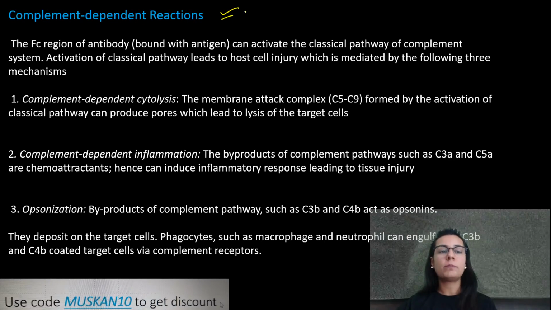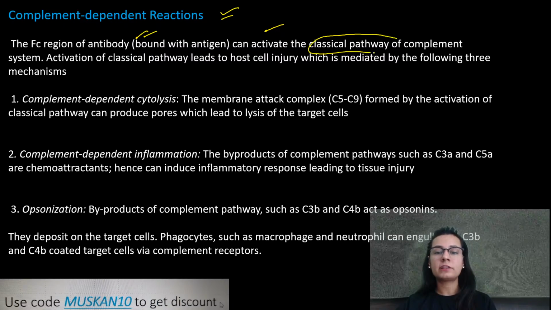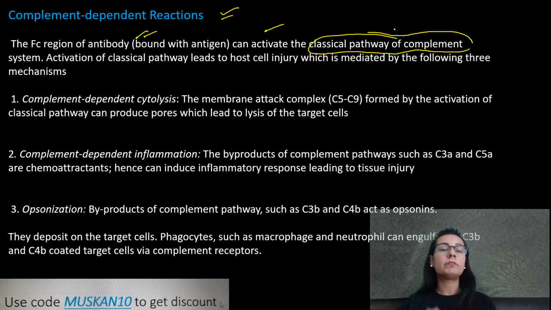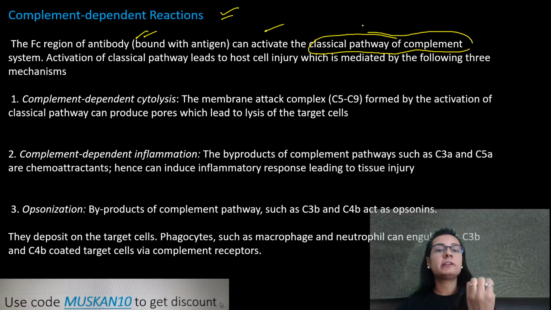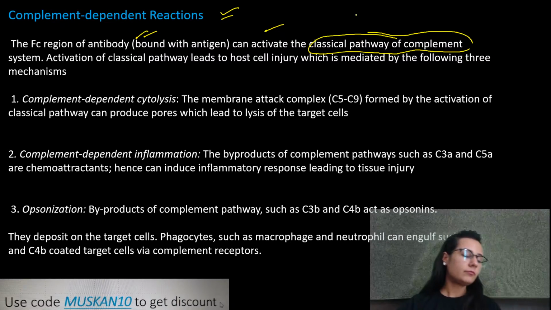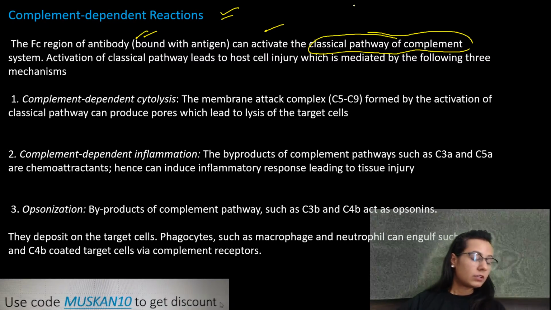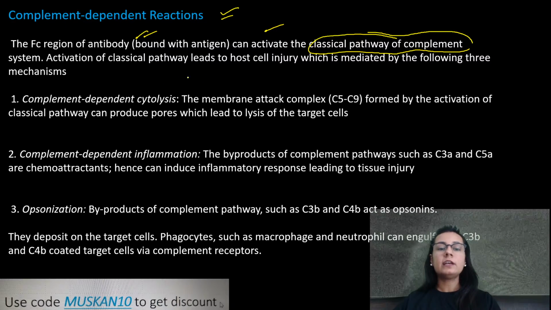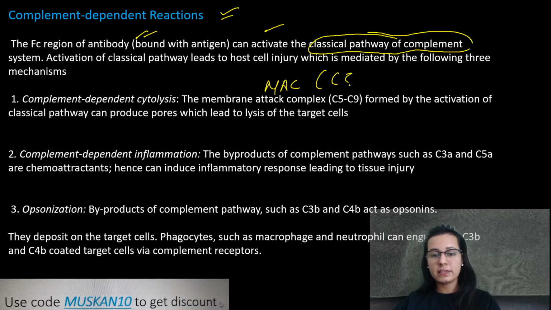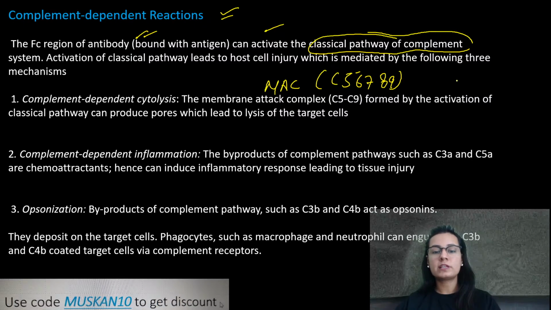So it is what? It is complement dependent reactions. That is, the Fc region of the antibody that has been bound can activate the classical complement pathway, and we have already seen the classical complement pathway is antibody dependent pathway, कल ही पढ़ा था, and it is mediated by the IgG and IgM. ठीक है, तो complement dependent pathway है the membrane attack complex. That is the membrane attack complex, क्या था अपने पास C5, 6, 7, 8 and 9 formed by the activation, they produce the pores in the cells of the person leading to the lysis.